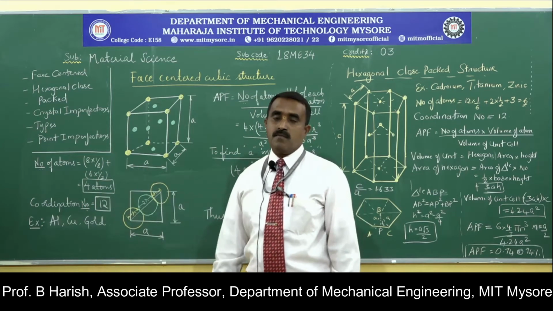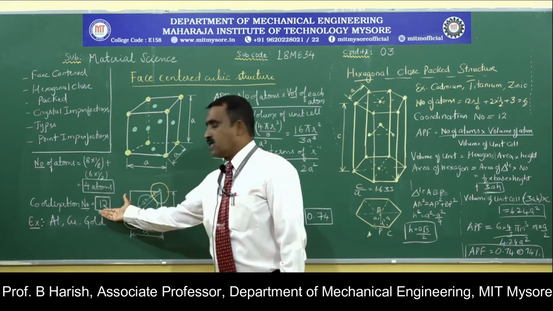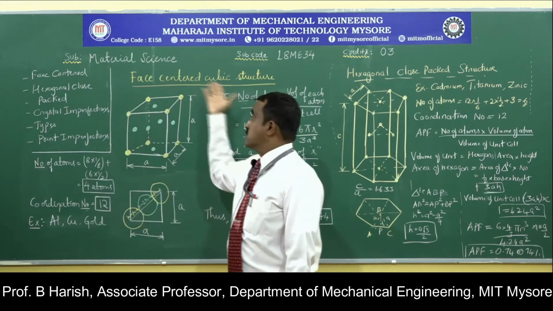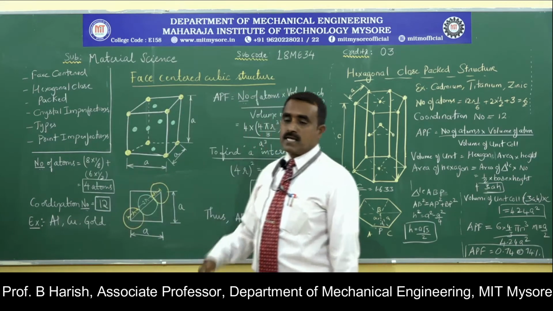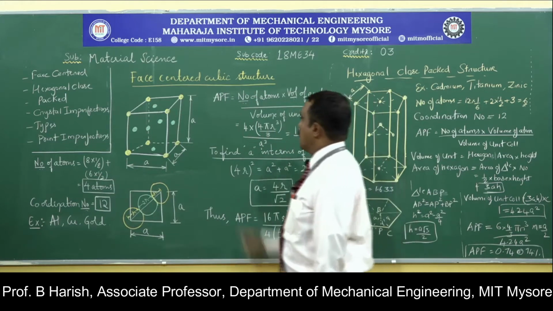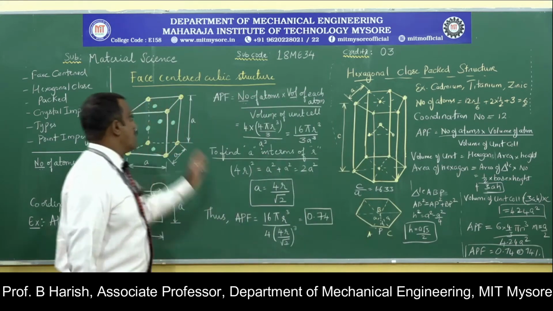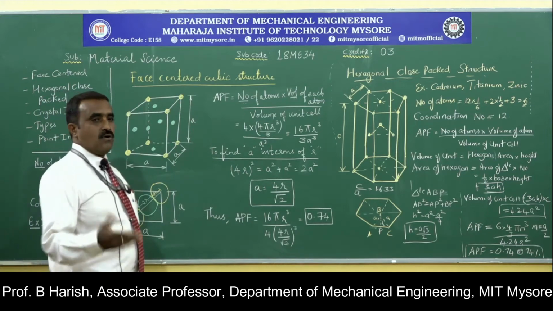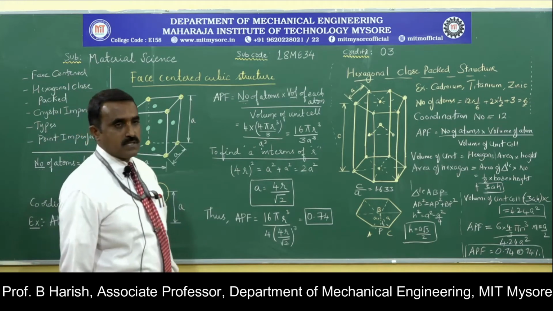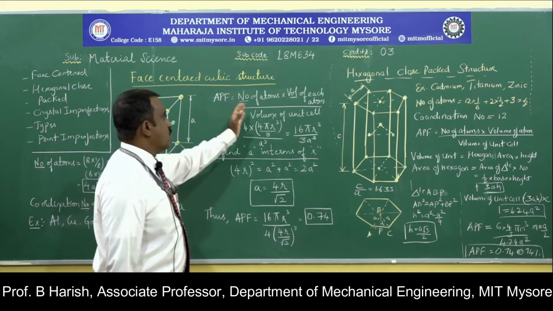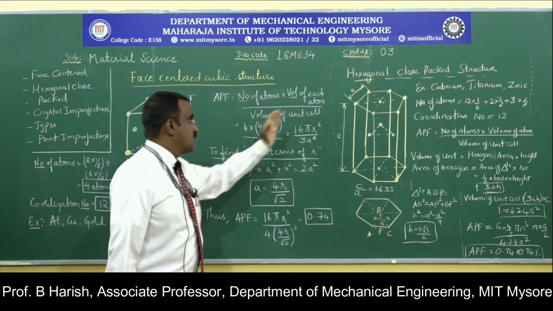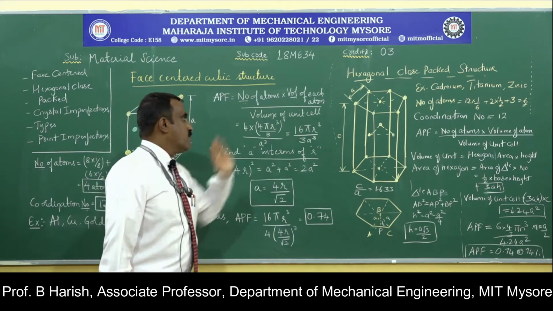Similarly, the next parameter is coordination number. For face-centered cubic, it will be 12. Then coming to the third parameter, the atomic packing factor. As we already discussed in the previous session, atomic packing factor is the number of atoms times the volume of each atom, divided by the total volume of the unit cell.